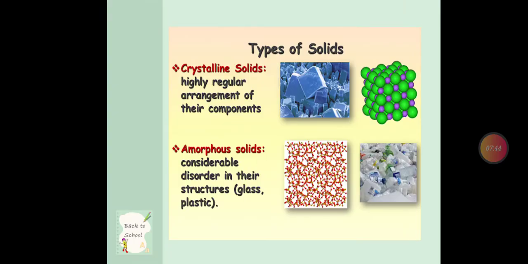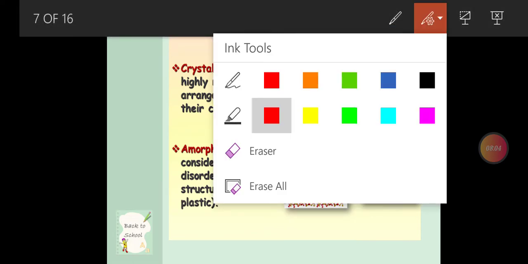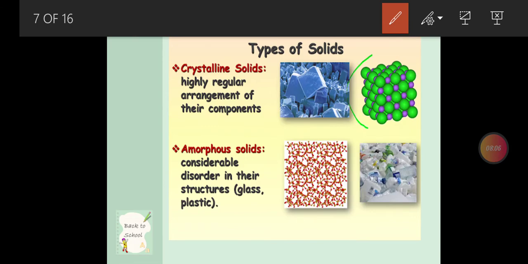Let's talk about types of solids. We have 2 different types of solids. Crystalline solids are those where there is a highly regular arrangement of particles, a 3D structural arrangement of particles. This type of solid is called a crystalline solid. As you can see over here, there is this regular 3D arrangement of particles.